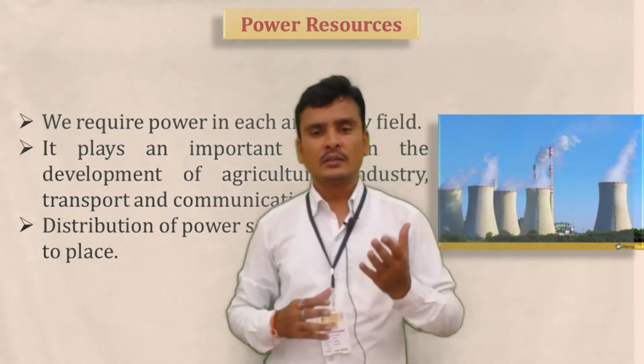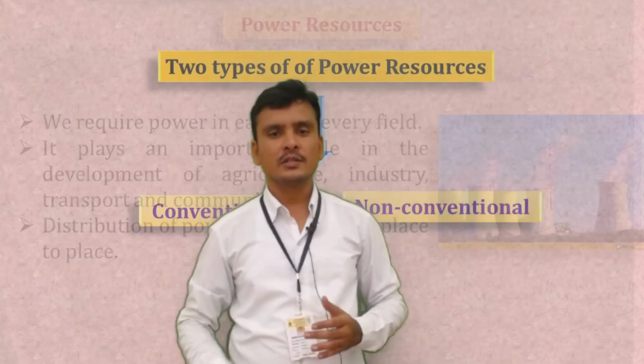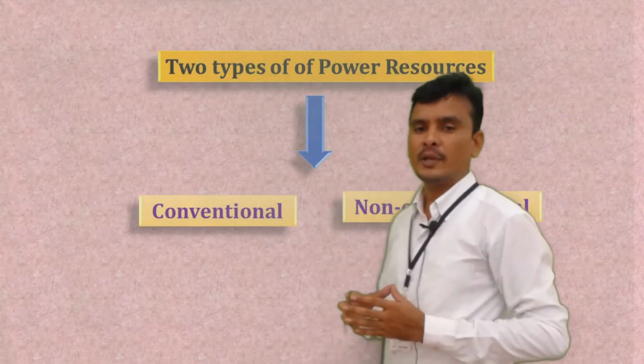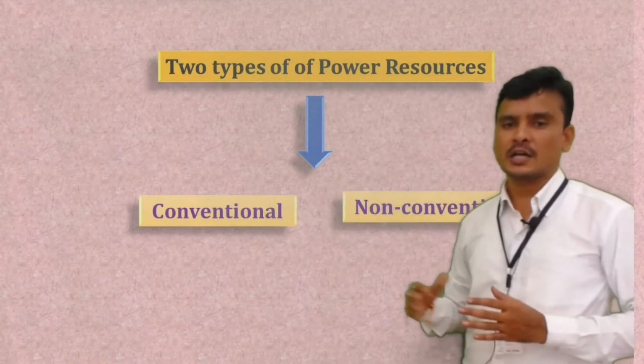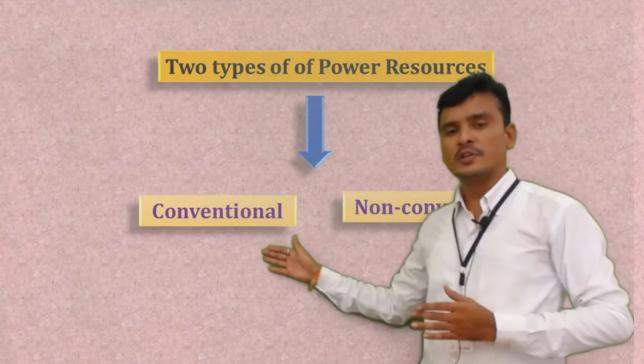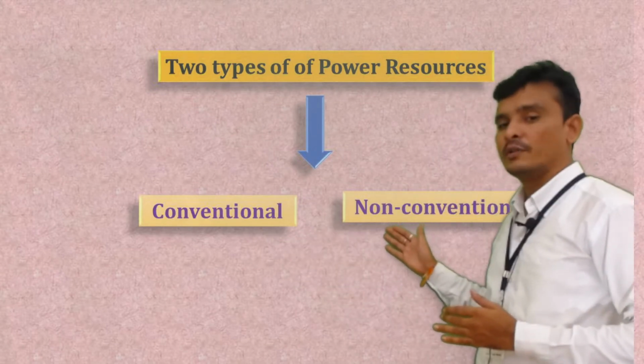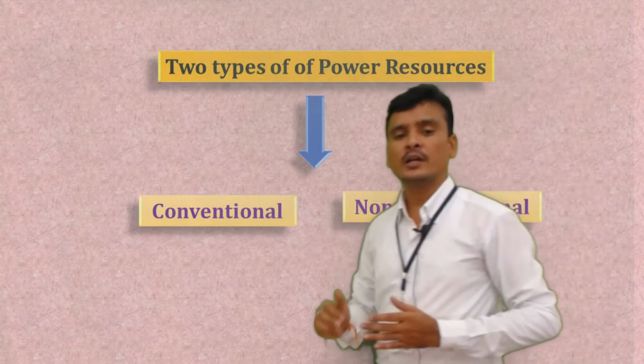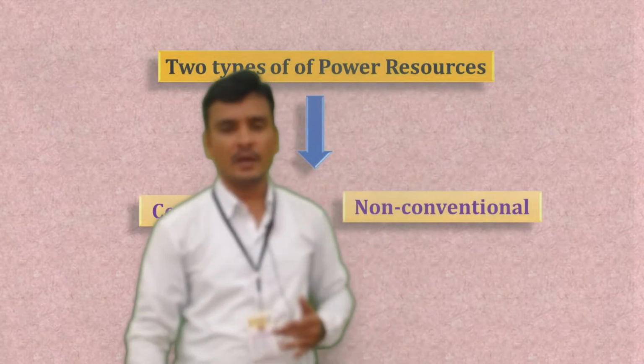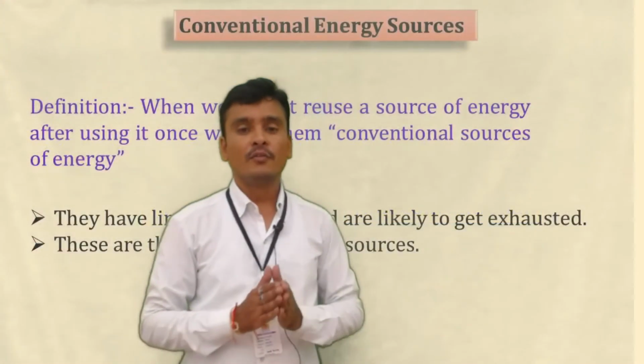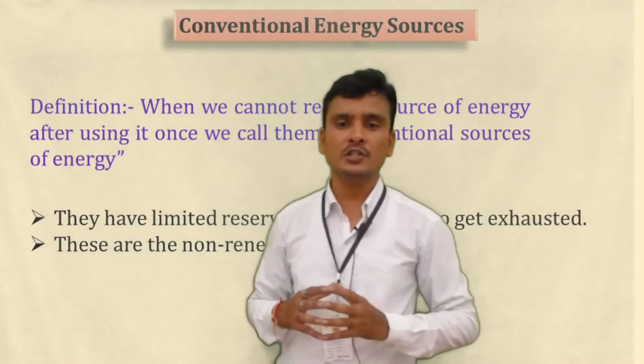Let's see the types of power resources. We find there are two main types of power resources: first one conventional and second one non-conventional. Let's see one by one. First one is the conventional energy sources.